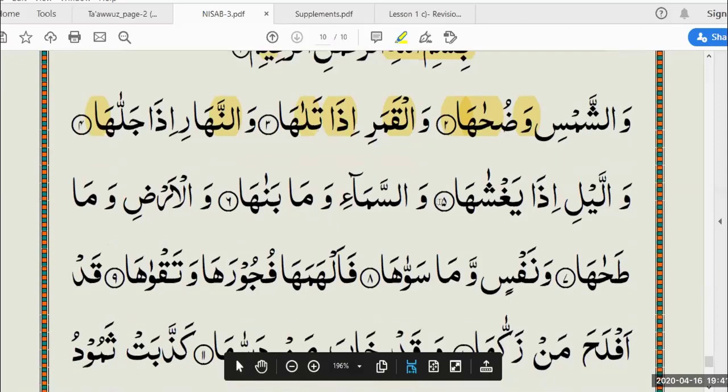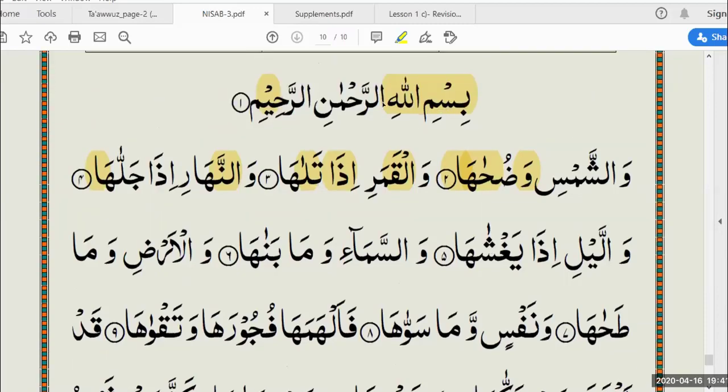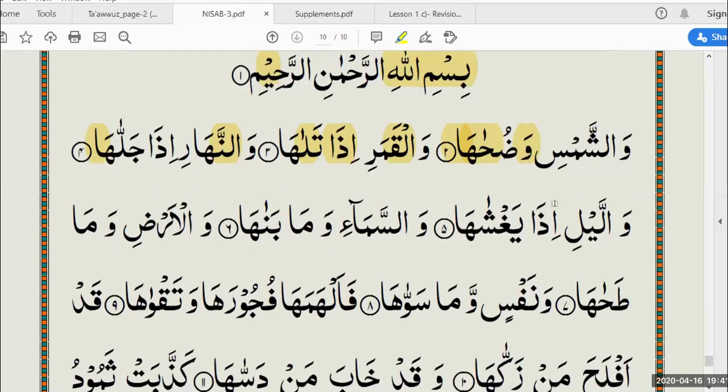Would you like to start from verse number 5 and read up to verse number 7, please? No. Please recite the Bismillah with correct pronunciation. Bismillahirrahmanirrahim. Jazakumullah.